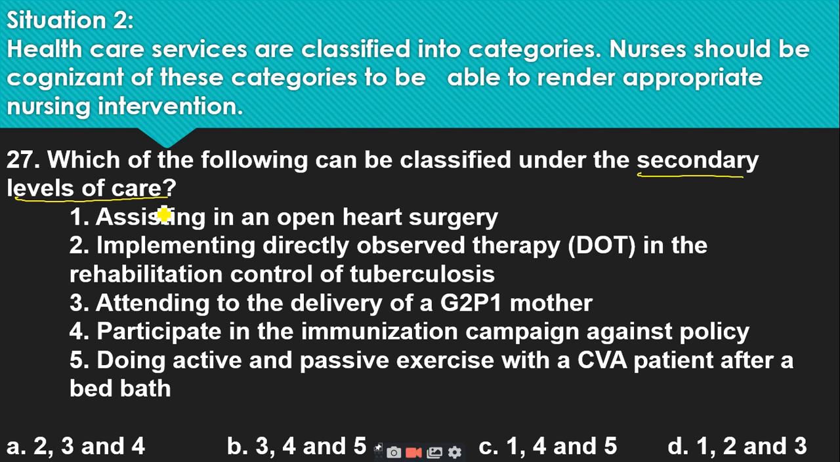Of course, let's eliminate choices. That's first reading. Number 5 is specific for tertiary. So therefore, eliminate letter B and letter C. And of course, number 4, participate in the immunization campaign against polio, that is part of the primary. So that's going to be wrong, number 4. So eliminate letter A. So the best answer for number 27 is letter D.